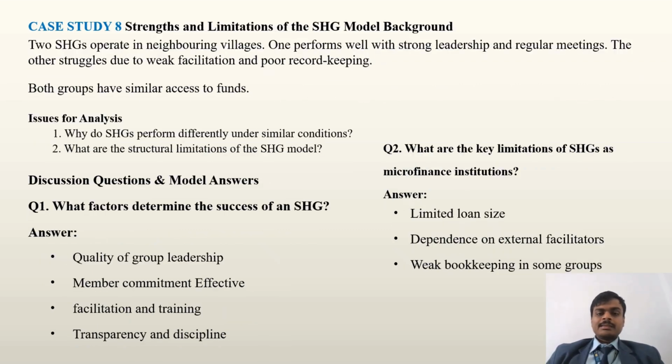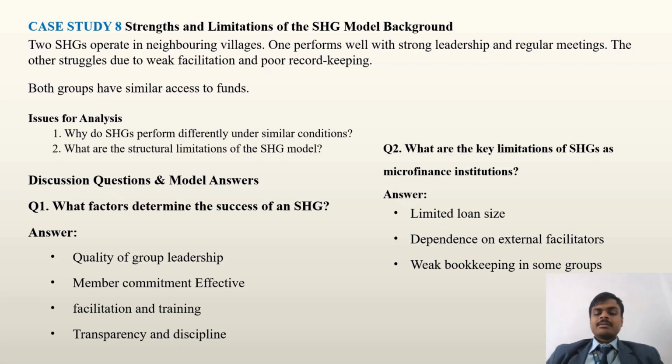Now the last case study, number 8, is on the strength and limitation of SHG model. Two SHGs had similar funds. One performed well because of strong leadership and discipline. The other failed due to poor management and weak record keeping. Question number 1. Why do SHGs perform differently under similar conditions?